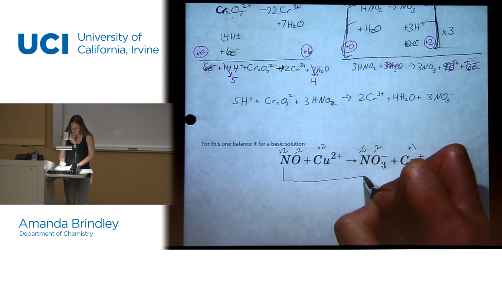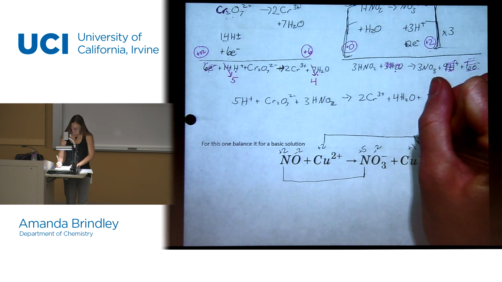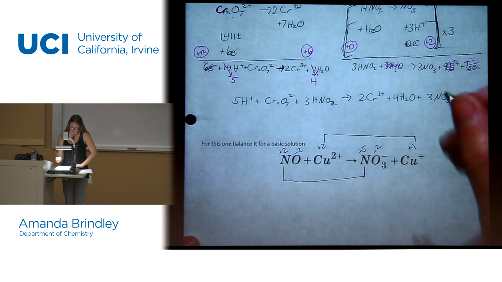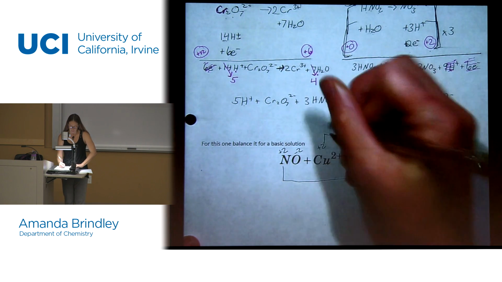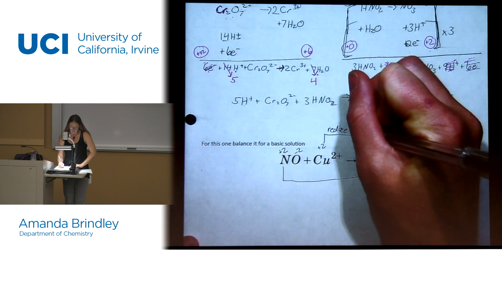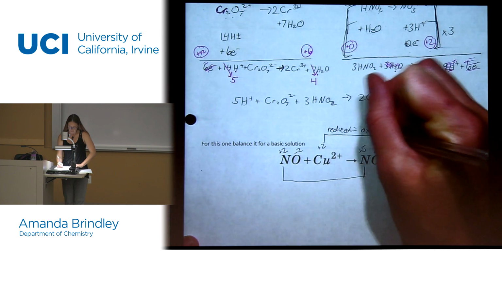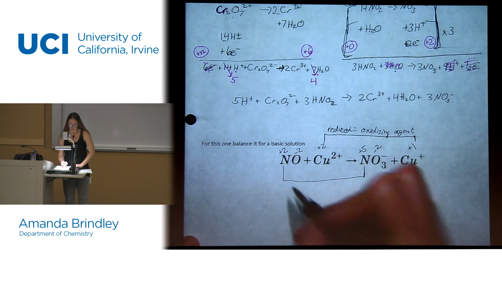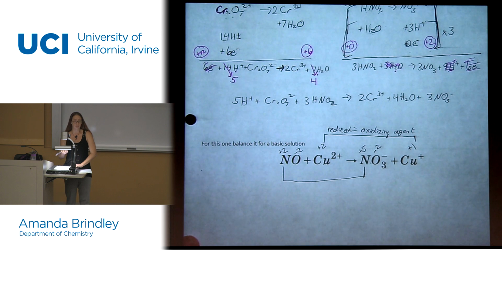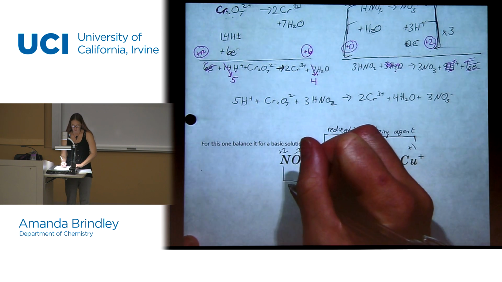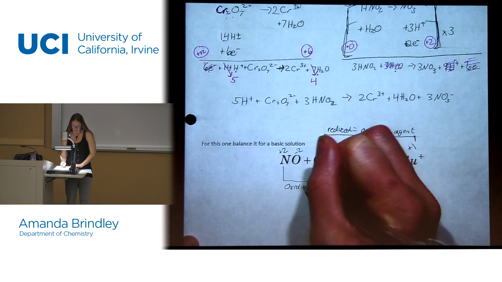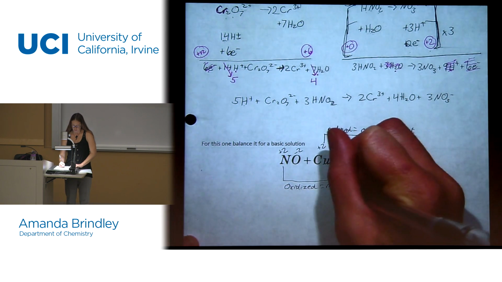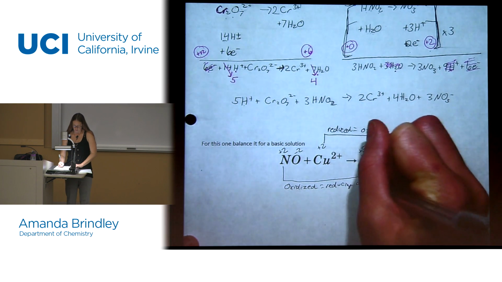So these are the 2 that are changing. Which one is being reduced? The copper, because it's going from 2 to 1. Which makes that what kind of agent? Okay, so what does that mean is happening to nitrogen? It is being oxidized, which makes it the reducing agent.